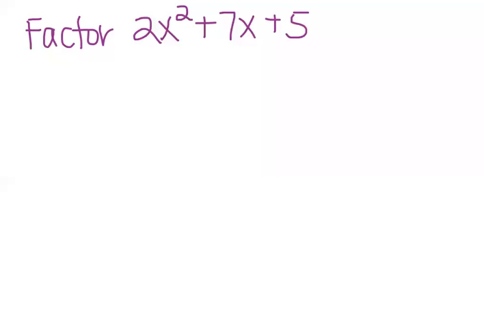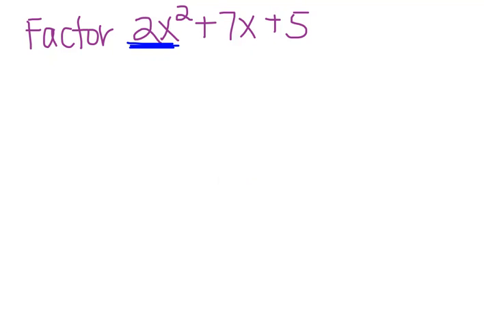For this video, I want to show you a somewhat more difficult case where you have a quadratic expression that does in fact have a coefficient on your x squared term, meaning there is a number being multiplied to your x squared that was not there before when we were factoring, okay?